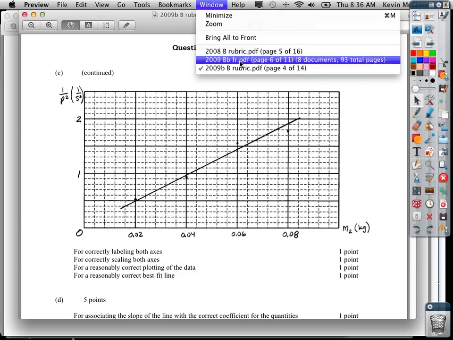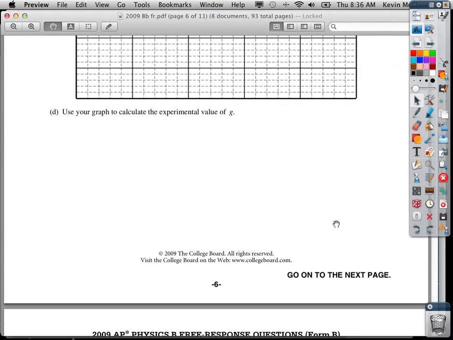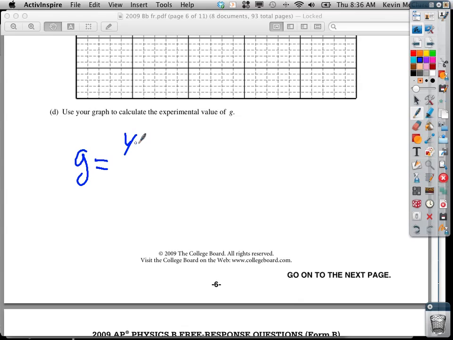All right, so for the next part, they're asking, use your graph to calculate the experimental value of G. So in this one, if we graphed 1 over p squared over m2, sorry, that's not G. The slope of our line should be 1 over p squared over m2. First of all, how do you find the slope of this?